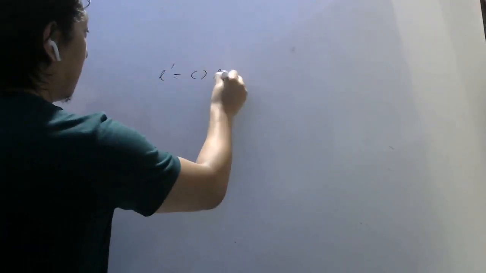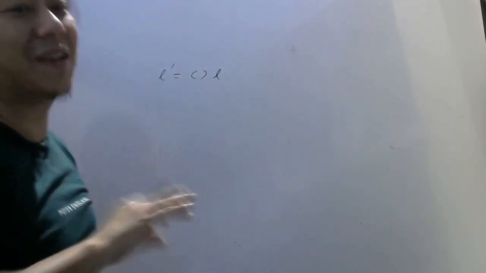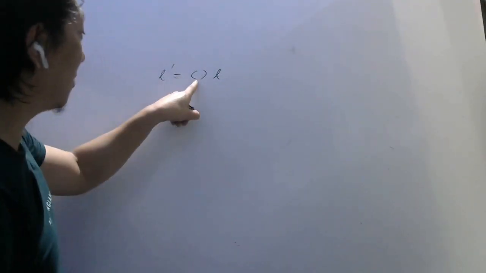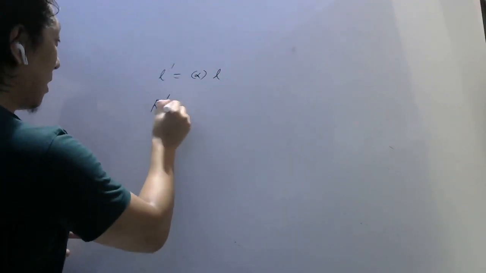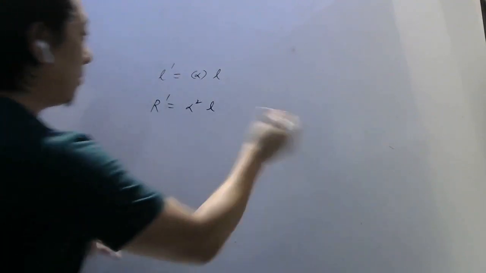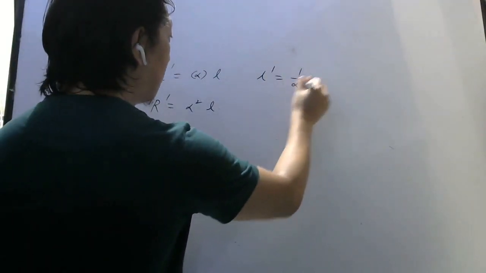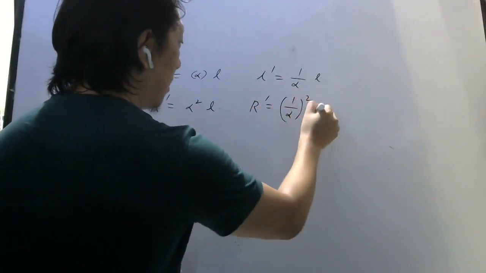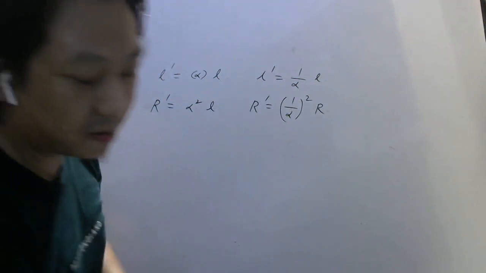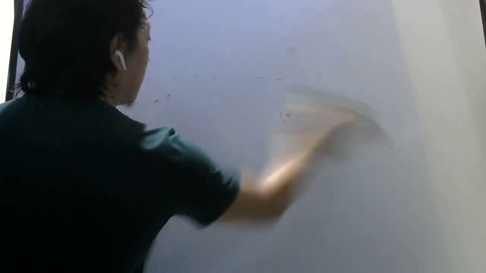So basically the concept is, if length changes during stretching or compressing by a factor, let's say alpha, then your resistance will be alpha square times R. Similarly, if length decreases by 1 by alpha, then resistance will decrease by 1 by alpha square times. Okay students, so try to remember this fact. Okay, let us see the next question now.